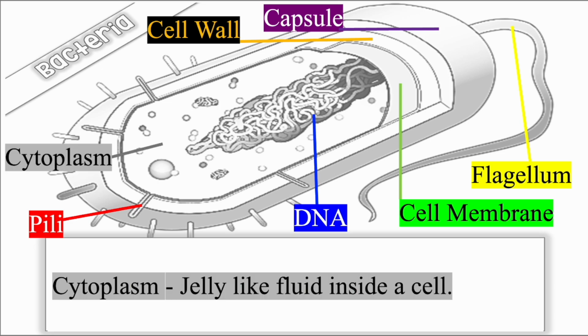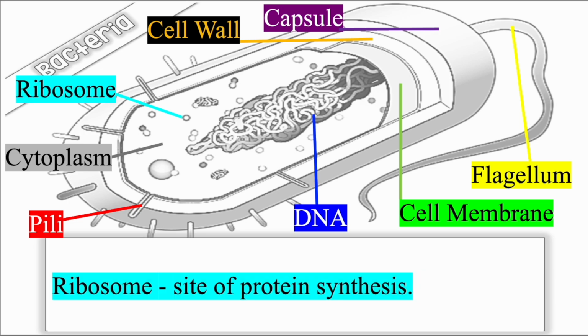Next, we have cytoplasm. Cytoplasm is a jelly-like substance inside of the cell, containing all of the organelles and molecules needed for the cell's life processes. Ribosomes in bacteria are small, circular structures where protein synthesis occurs. Translating genetic information into proteins is essential for the cell's functions.